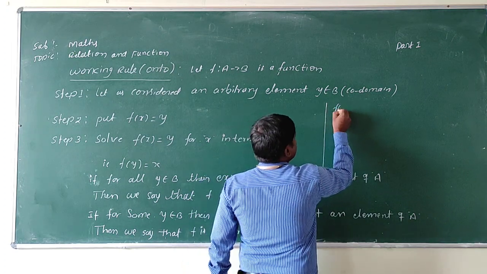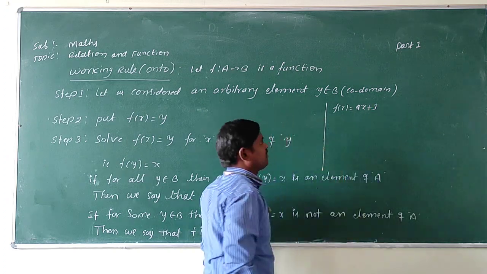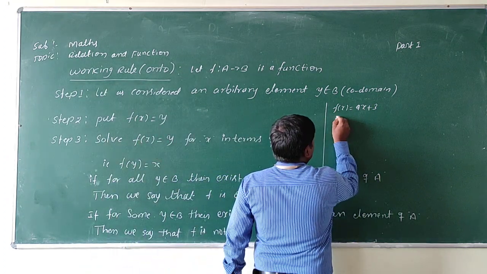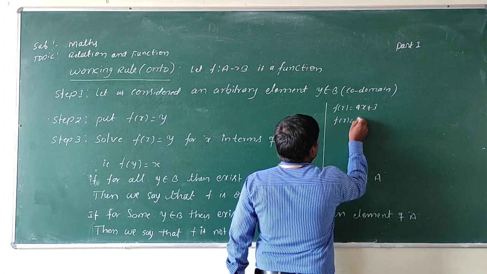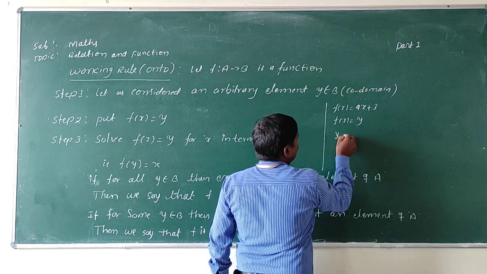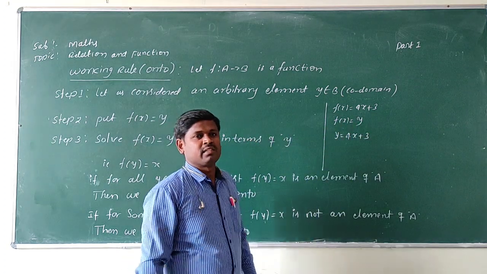Here, suppose the given function is f of x is equal to 4x plus 3. So I take f of x is equal to y, so it becomes y is equal to 4x plus 3.